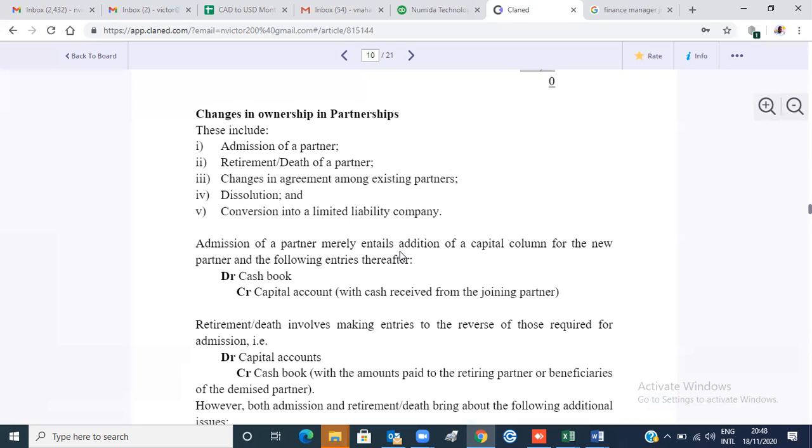So how do you deal with such? When you admit a new partner, the only thing that happens is he just brings in money, period. When you bring him in, he brings in money, so you have new capital, okay, whereby you're going to debit cash because you've gotten money, and then you credit capital. Just like we do even in companies. When you start a business with money, you just debit your bank or cash, and then you credit your capital account. That is the double entry that is going to happen when you admit a new partner.